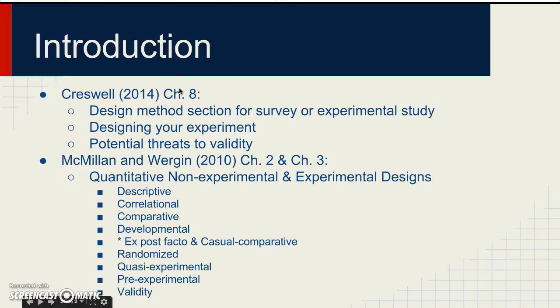Chapters 2 and 3 of McMillan and Wergin and chapter 8 of Creswell describe non-experimental and experimental quantitative research. In this presentation, we will describe the two types of quantitative research and the components of each of them. Creswell lays out steps when designing the methods section of a quantitative study of either the survey design or experimental design. McMillan and Wergin go into deeper discussion of the quantitative non-experimental design and experimental design. More specifically, they talk about 4 different types of non-experimental designs and 3 different types of experimental designs that we will discuss later.